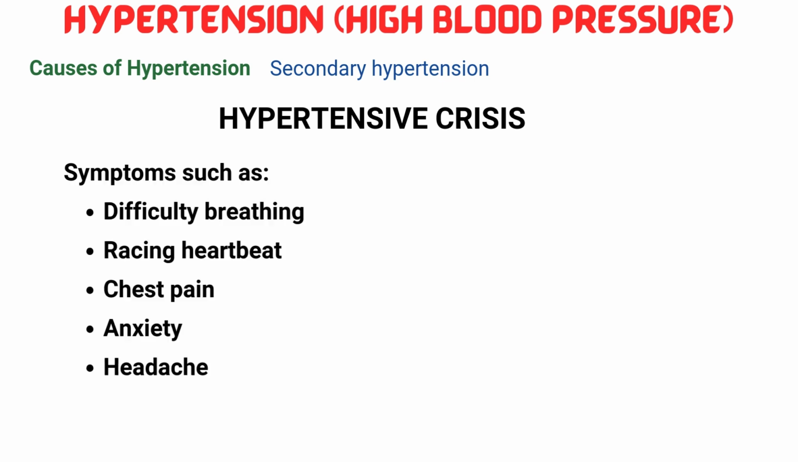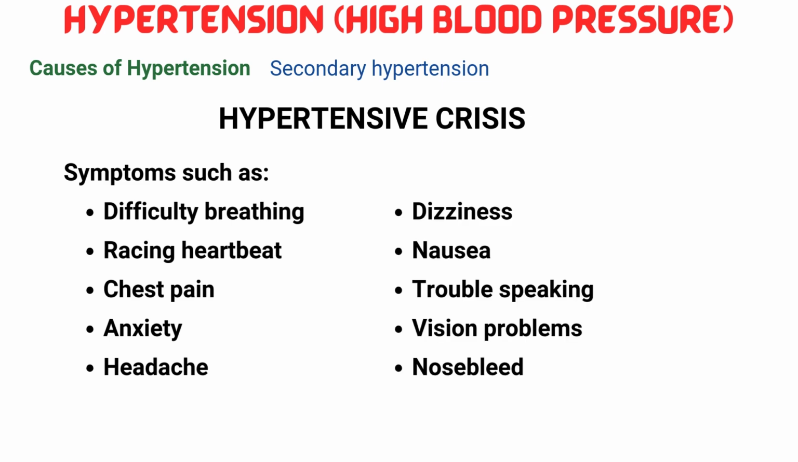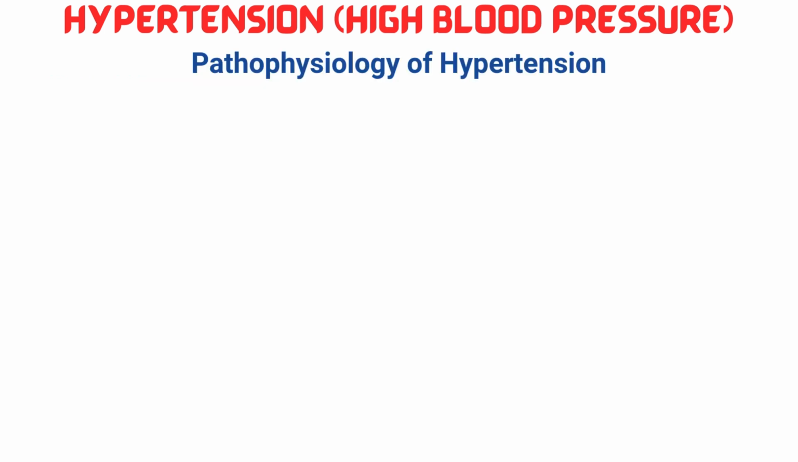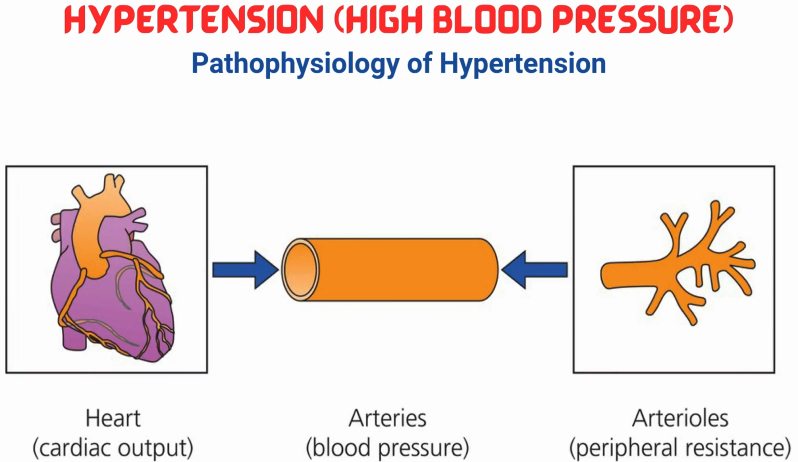It can cause symptoms such as difficulty breathing, racing heartbeat, chest pain, anxiety, headache, dizziness, nausea, trouble speaking, vision problems, and nosebleed. Now, let us see the pathophysiology of hypertension. Blood pressure is the product of cardiac output multiplied by peripheral resistance.